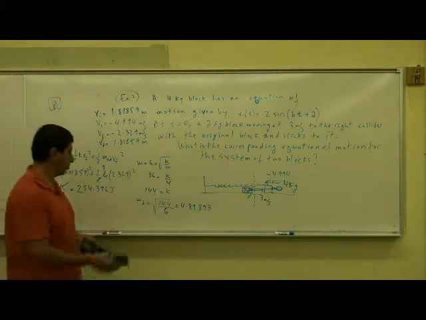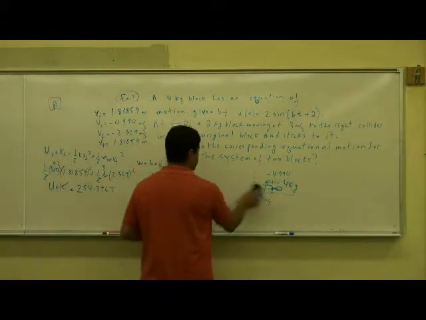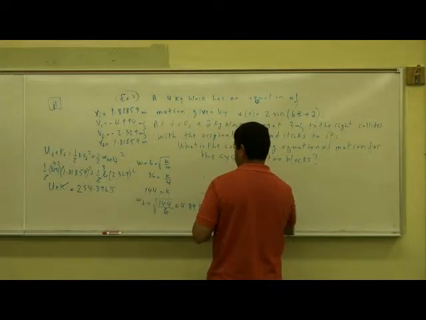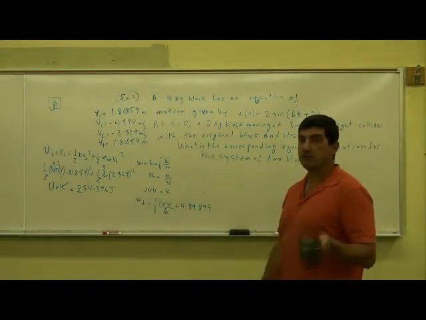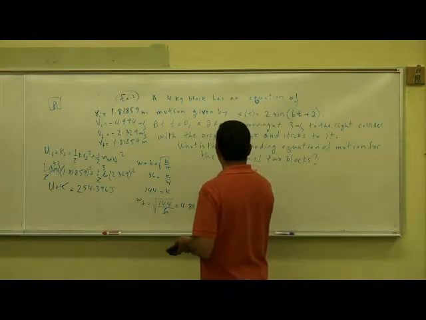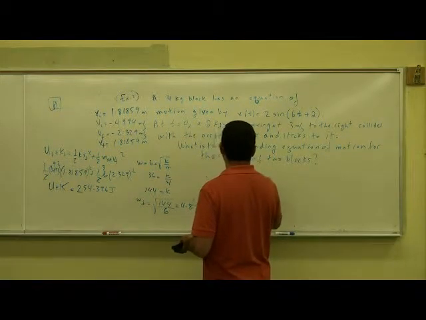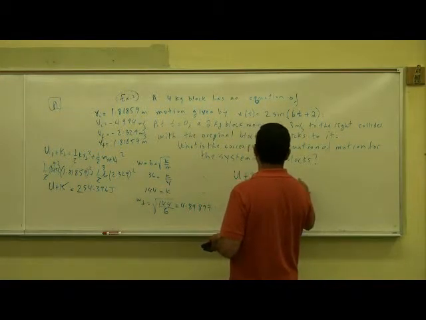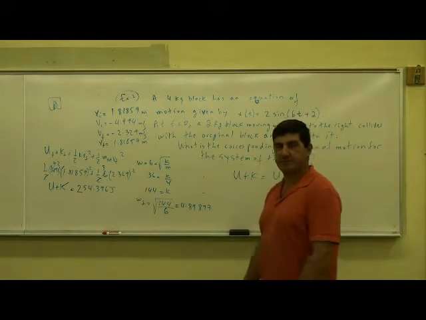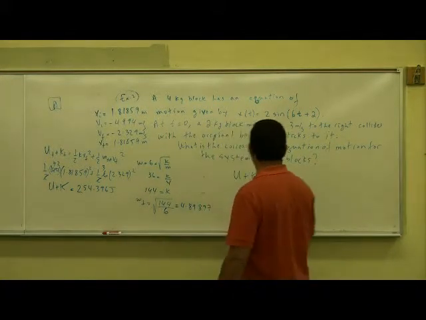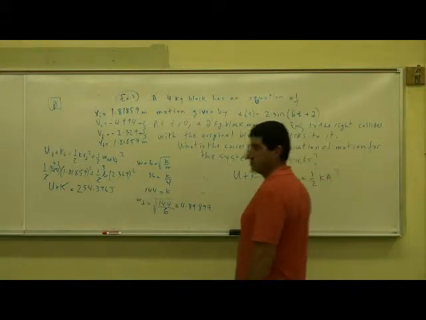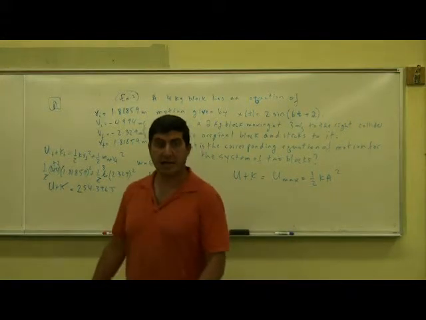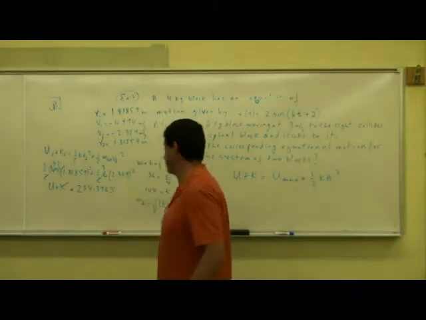How does that help me to find the amplitude? Well, remember, kinetic plus potential has to equal the maximum potential, right? And the maximum potential is equal to half Ka squared. That's how it's going to help me to find the maximum amplitude.